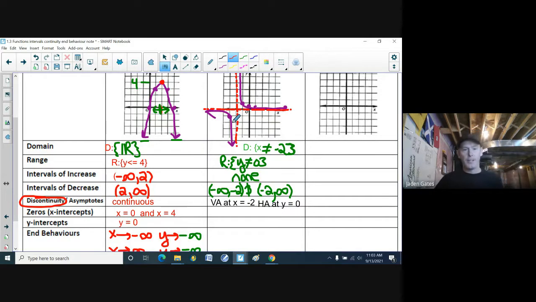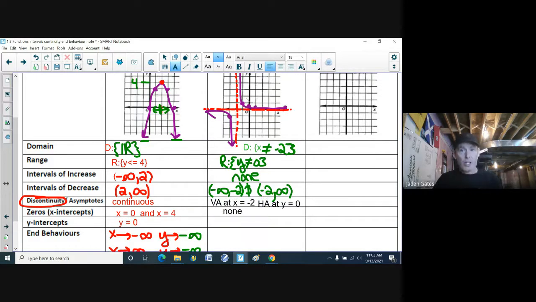All right. Zeros, x-intercepts. When does it touch the x-axis? It can't. That's why it has a horizontal asymptote. So I'm going to write none. It doesn't have an x-intercept. It can never touch the x-axis.